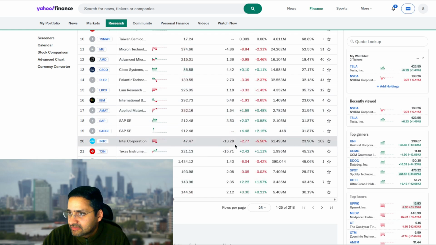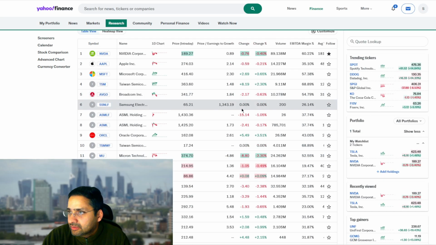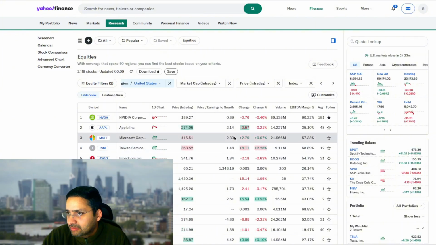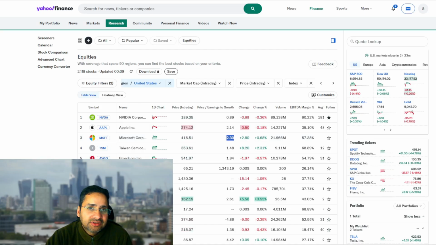But right now, if you see a PEG rating of minus 13.28 for Intel Corporation, and Microsoft is greater than 2.3, which is indicating a sell. However, the stock is doing okay right now. So like every other ratio, this is not a 100% accurate, works-all-the-time kind of ratio, but it's a good indicator of how the company is performing.